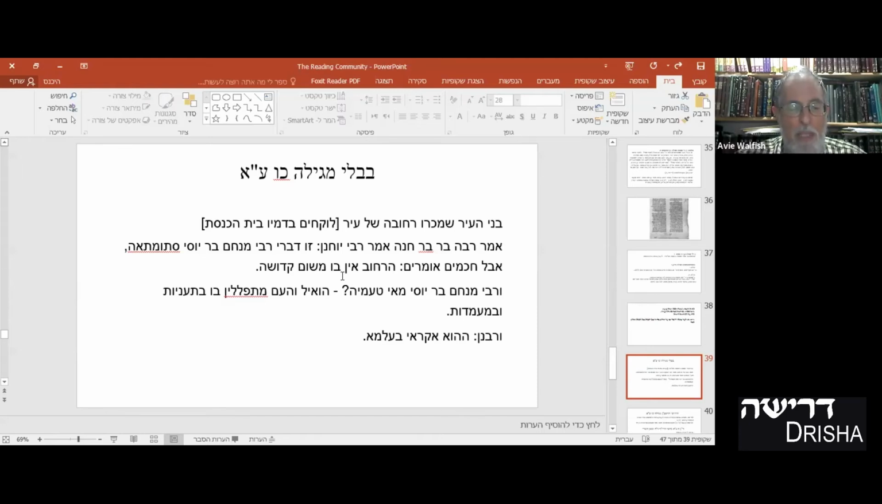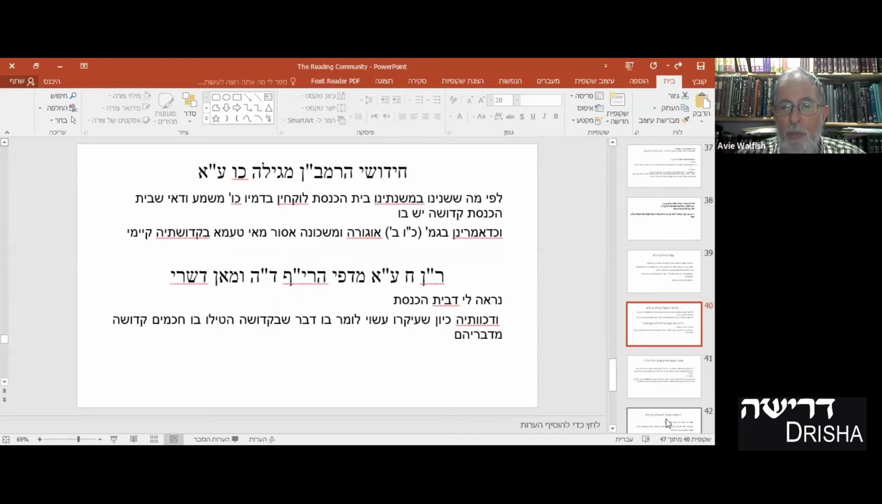Actually, I'm getting a bit ahead of myself. Let's hold that question for a bit and continue for a bit in the Gemara, because the Gemara makes an important point here. So the Gemara says, Rabbi Menachem bar Yossi mai ta'amei. What's his reasoning? His answer is, O'il v'ha'am mitpalelin bo b'ta'aniyot u'v'ma'amadot. Now this ma'amadot is not exactly clear what it's doing here, so let's just ignore it for our purposes. But ha'am mitpalelin bo b'ta'aniyot. What's that referring to?